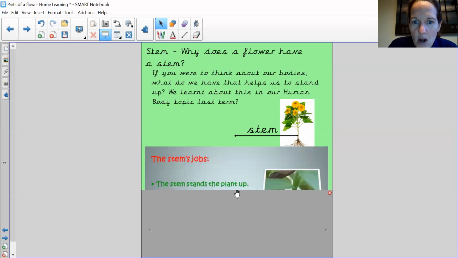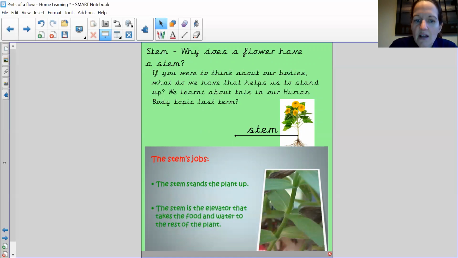Let's see. The stem's job is to help the plant stand up. Also, the stem is the elevator that takes the food and water to the rest of the plant. So the flower is in the soil and the stem sucks up the water and the food, and it's able to bring it to the leaves, bring it to the rest, and bring it up here to the flower, to the bud, which then creates the flower and it opens from the sun. So the stem's job is to help the flower stand up, and you think about it like an elevator. It takes the water and the food up to the rest of the plant.